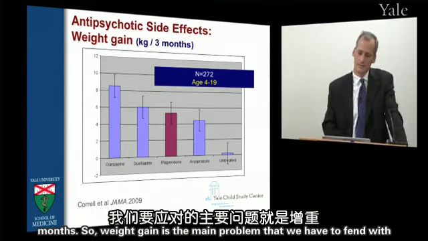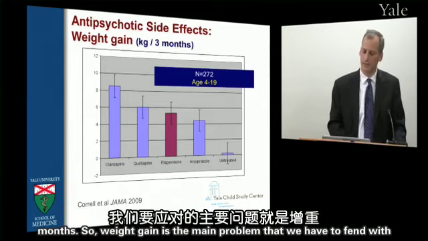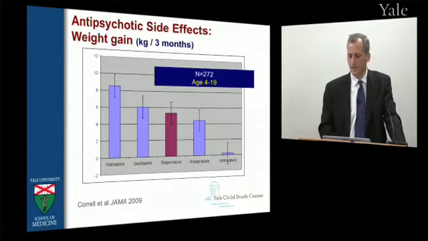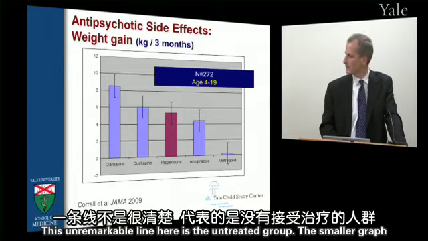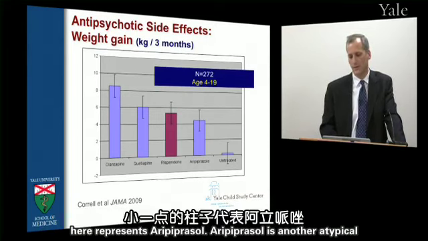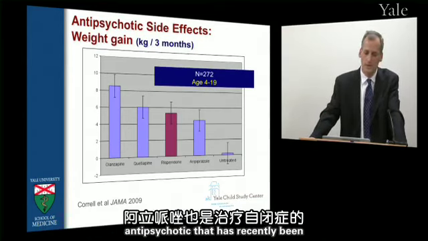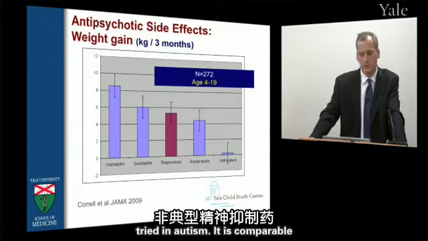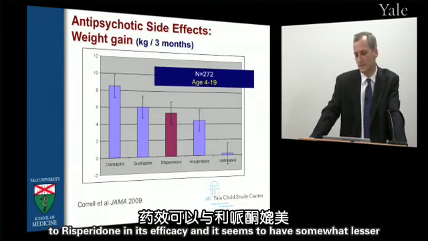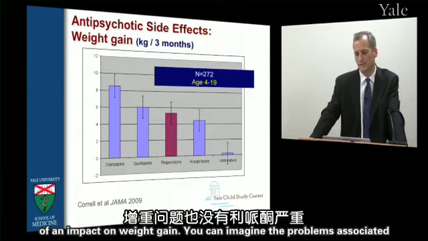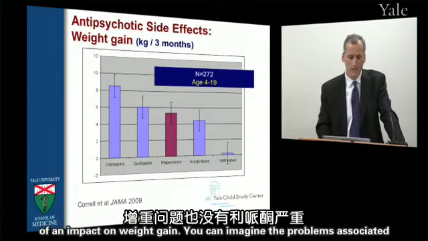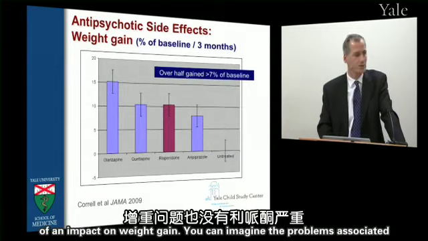So weight gain is the main problem that we have to contend with. This unremarkable line here is the untreated group, and the smaller graph here represents aripiprazole. Aripiprazole is another atypical antipsychotic that has recently been tried in autism. It is comparable to risperidone in its efficacy, and it seems to have somewhat lesser impact on weight gain. You can imagine the problems associated with weight gain.